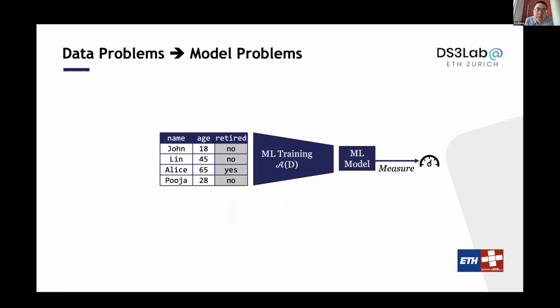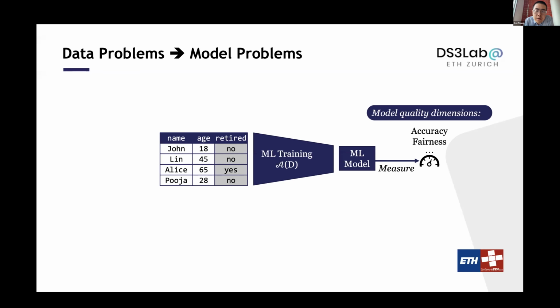So let's take this canonical view about how machine learning is being done today. On the left-hand side, you have the training data, you pipe that through a machine learning training process, you get a machine learning model. And you can measure some quality of this machine learning model, either accuracy or fairness.